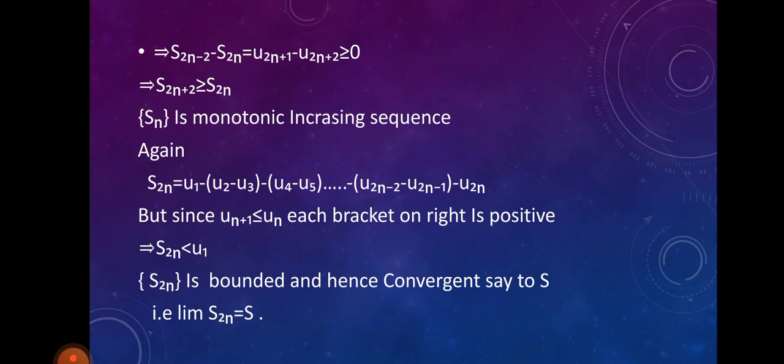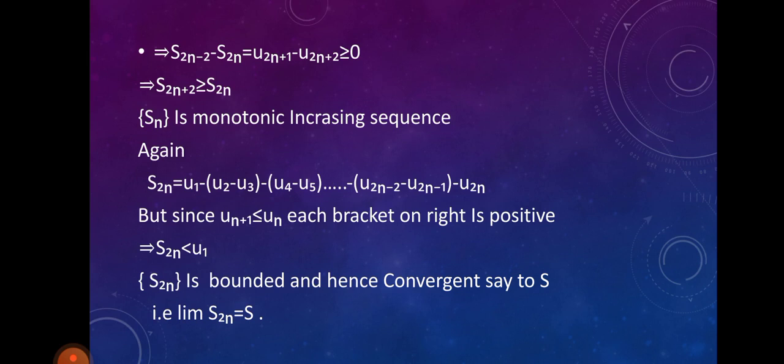Again, we can write S2n. Now, we are inserting brackets but not altering the order of the terms. So, we can write S2n is equal to u1 minus bracket u2 minus u3 bracket close minus up to bracket u2n minus 2 minus u2n minus 1 bracket close minus u2n. But since un plus 1 is less than or equal to un, each bracket on the right is positive. This implies that S2n is less than u1.